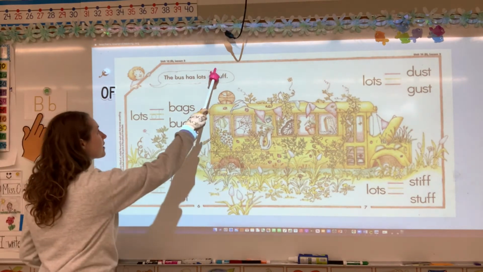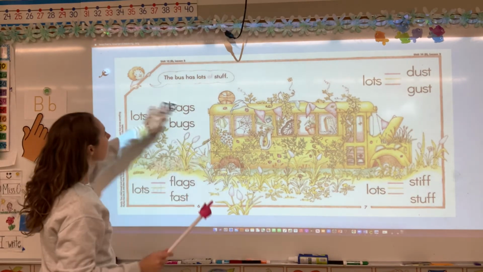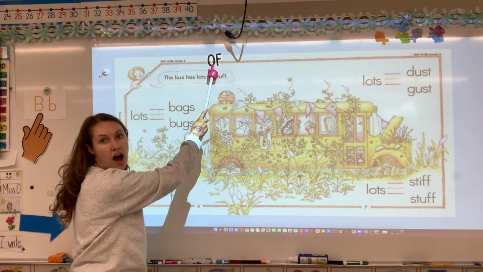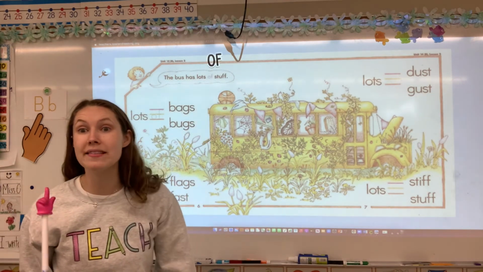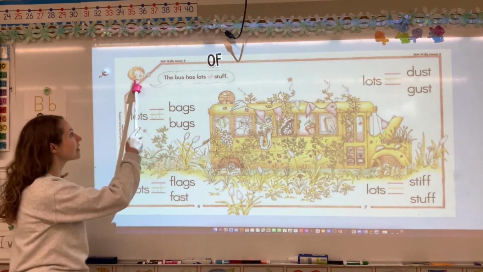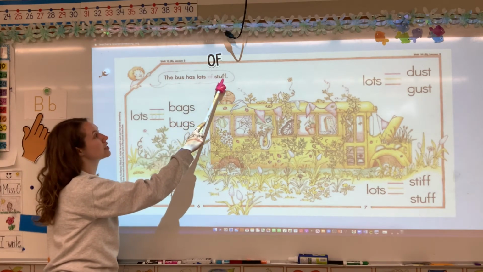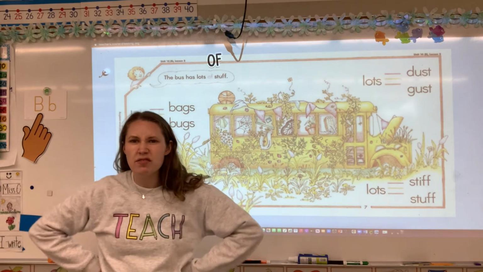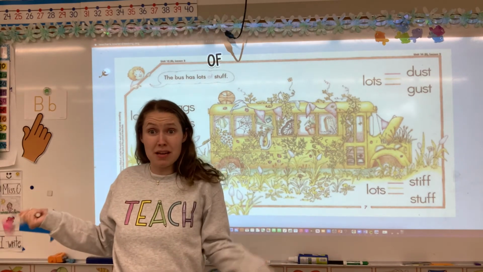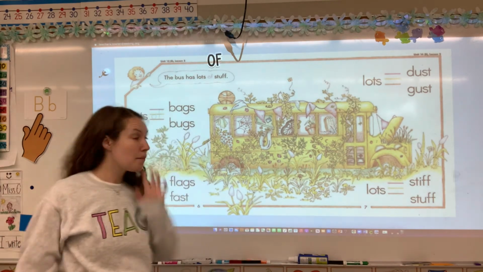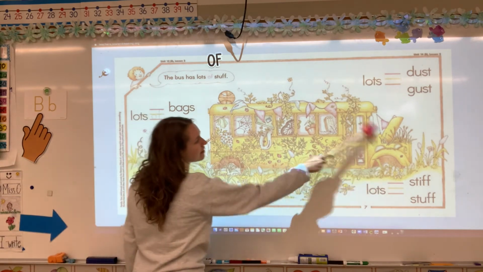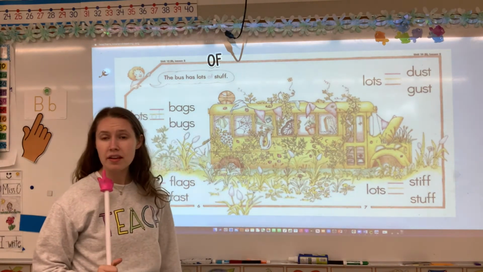Now let's look at this word here in pink. That is our memory word, of. So when we see that word, we say of. Now Talk is saying the bus has lots of stuff. What is stuff? Well, stuff can mean lots of different things. What does she mean when she says the bus has lots of stuff?